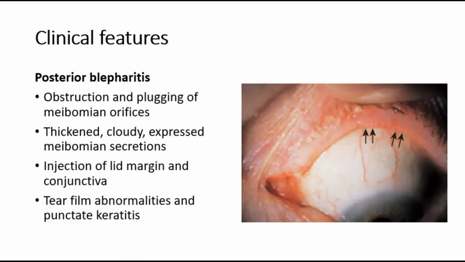Whereas for posterior blepharitis, it is due to the obstruction and plugging of the meibomian orifices. So this picture over here shows some of the plugged orifices. And other presentations include injection of the lid margin, which means redness, and also conjunctival and tear film abnormalities and punctate keratitis.